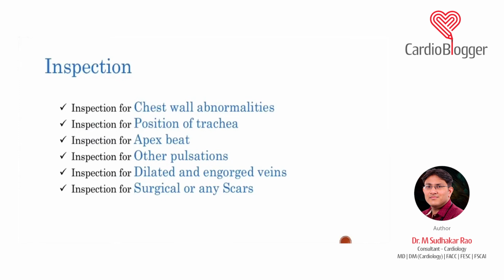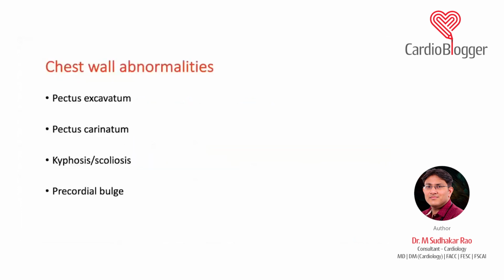Among these, the apex beat is something we will discuss along with the palpation, and most of the time the apex beat is very difficult to make out by inspection, and only at the end of palpation can we arrive at a conclusion on the apex beat. The position of the trachea is more important related to the respiratory system as compared to the cardiovascular system. So the other findings on the chest include the chest wall abnormalities.